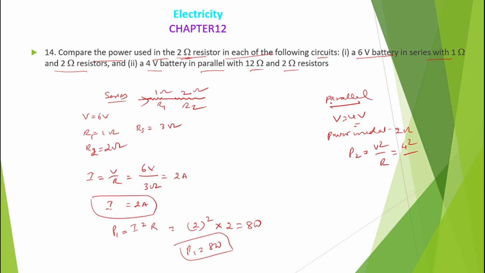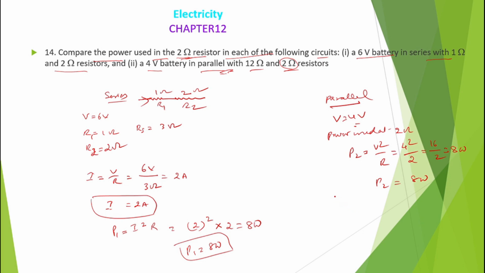So this is the parallel connection. He is asking at the 2 ohm resistor. So that means this is 16 by 2, is equal to 8 watt. So P2, how much we got? 8 watt.